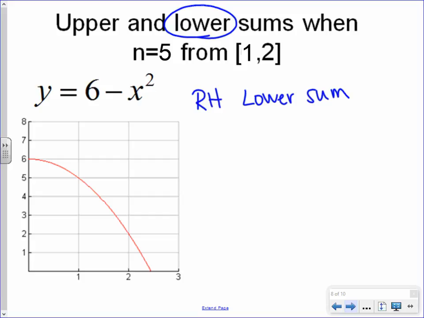Trevor, how do we find our width? The distance from 1 to 2 divided by 5. Okay, the difference between 1 and 2 divided by 5. So our rectangles have width of 1/5.